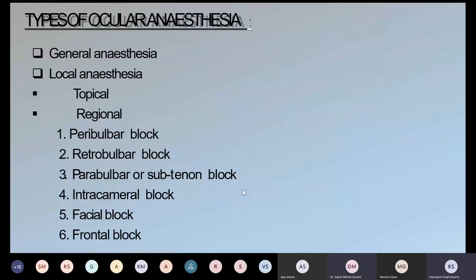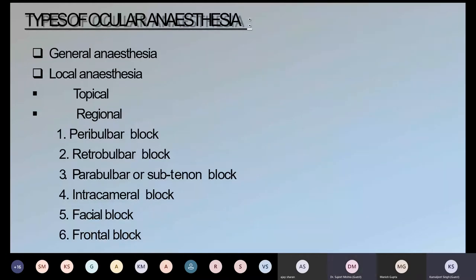Facial block was given when we used to do retrobulbar block, in which you could attain akinesia and anesthesia in the eyeball. But today the facial block is almost obsolete. It's hardly required. The frontal block is required for ptosis surgery and other surgeries.